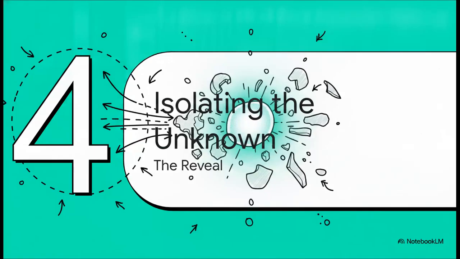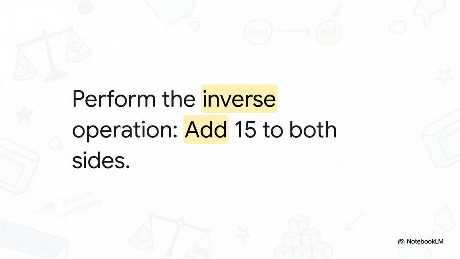Section 4. Isolating the unknown, the reveal. Our current equation is x minus 15 equals 15. To isolate x completely, we need to move that negative 15 over to the right side. We do this by performing what's called an inverse operation. Think about it. What is the exact mathematical opposite of subtracting 15? It's adding 15. But again, the golden rule of algebra totally applies here. Whatever we do to one side, we must identically do to the other. So we add 15 to both sides of the equation.